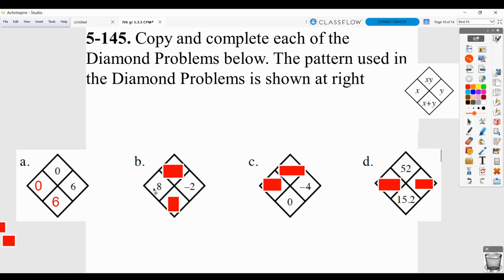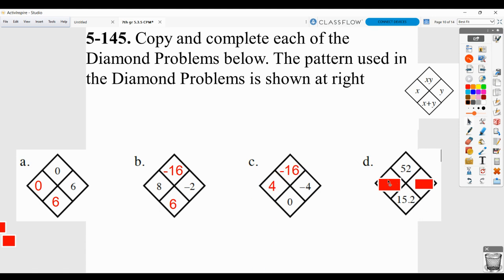Here we'd ask ourselves, 8 times negative 2 gives us what product? Negative 16. And 8 plus negative 2 gives us what sum, which is 6. Here we'd be asking ourselves, what do we add to negative 4 to give us 0? That would be positive 4. And then positive 4 times negative 4 gives us the product of negative 16.